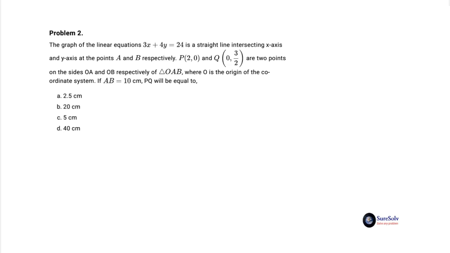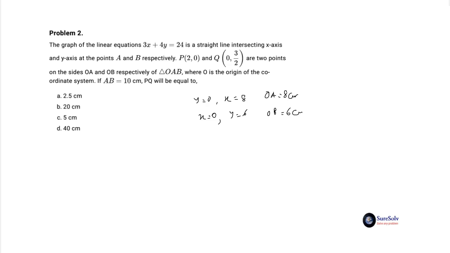Read the problem carefully and visualize the line graph on the XY coordinate system. What do you find? With y equal to 0, x equal to 8. So the x-axis intercept of the line AB is OA equal to 8 cm. And with x equal to 0, y equal to 6. So the y-axis intercept of the line AB is OB equal to 6 cm.